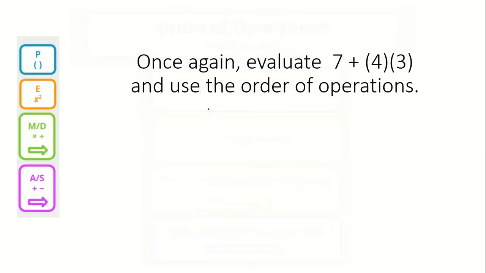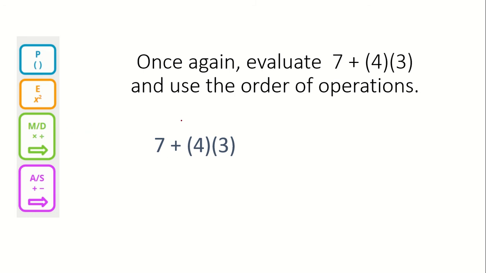Let's try to apply this again in our problem. 7 plus 4 times 3. So you can see, inside the parenthesis is just 4 and 3. So that would not matter. Next is exponent. There's no exponent. Now, based on the rule, you start with multiplication or division from left to right.